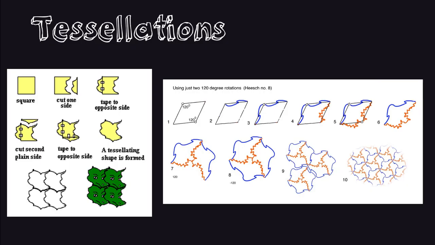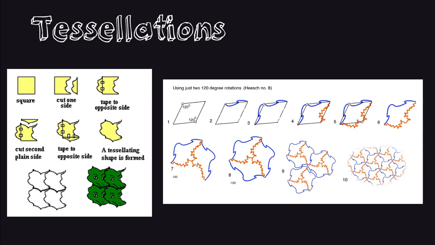I'm going to share with you what tessellations are. With tessellations, basically you start with a shape. You can start with a square, or on the right side you can see that we start with a parallelogram with 120 degrees as opposite angles, and the other ones are going to be 60 degrees then. You basically cut off one side of it, you tape it to the other side, you cut off another side, and you tape it to the other side, and you create the shape that can be iterated. It can be repeated. They can be pretty simple, or they can be a little bit more complicated.